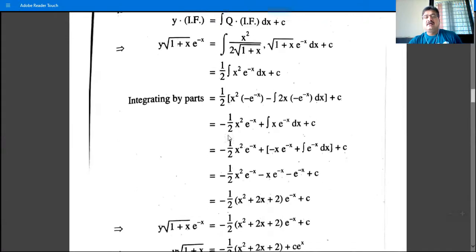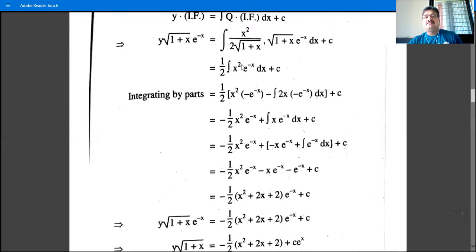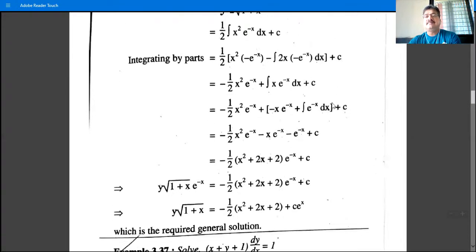And then by the by parts rule, take x square as the first and e raised to minus x as the second. So by parts rule: first x square, times the integration of second, e raised to minus x, whose integration is e raised to minus x divided by minus 1, that is this, minus the integration of the second, minus e raised to minus x, times the derivative of first, 2x, dx, plus c.